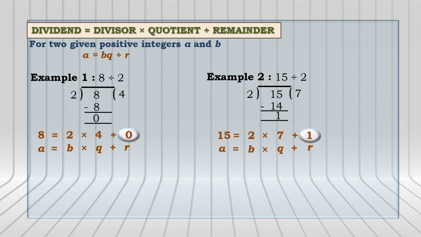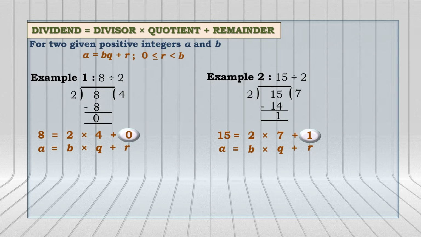If you take a look, in the first case we got the remainder as 0, and in the second case we got the remainder as 1. So A is equal to BQ plus R, where R can be whatever value, but it should satisfy 0 less than or equal to R, less than B.